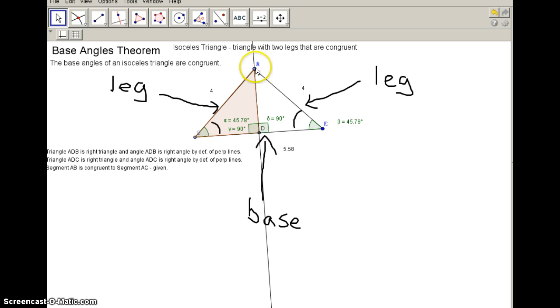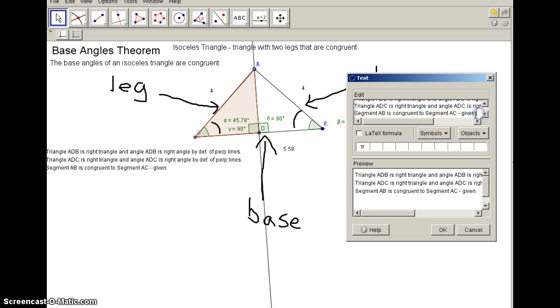What about side AD? Side AD. Well, this is a good one here. Okay, side AD is congruent to, guess what? Side AD. It's congruent to itself, and this is called the reflexive property. So we know that this side over here is congruent to that side because it was given that this was an isosceles triangle. But we also know that this side of the pink triangle is congruent to this side of the white triangle because it's the same thing. So it's congruent to itself. That's called the reflexive property.